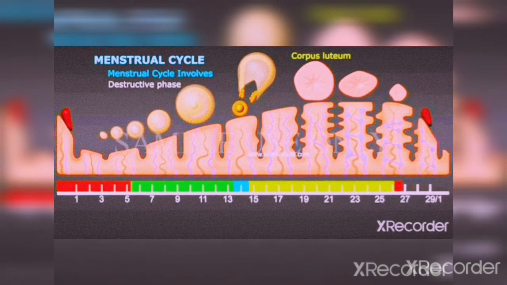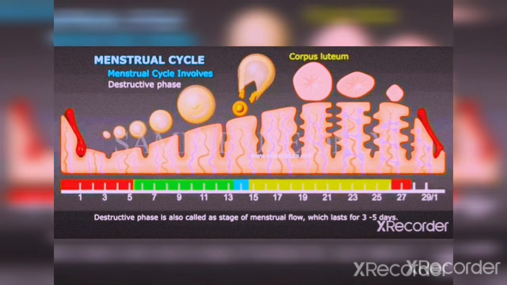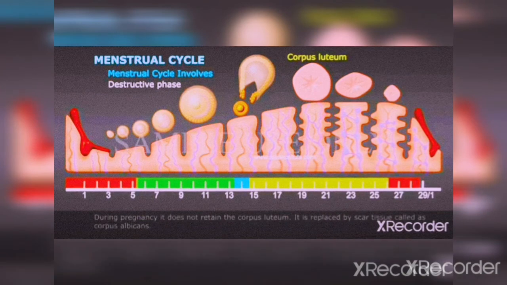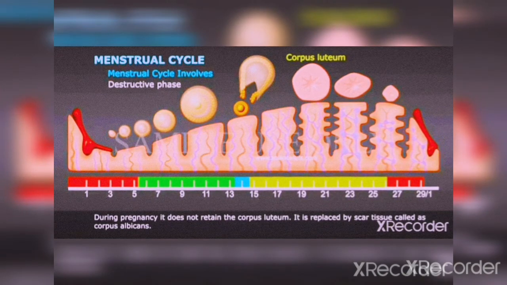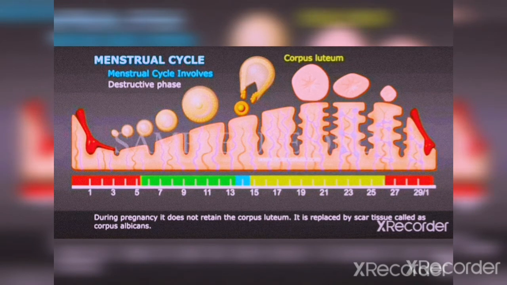Destructive phase. The destructive phase is also called the stage of menstrual flow, which lasts for 3 to 5 days. During pregnancy, it does not retain the corpus luteum. It is replaced by scar tissue called corpus albicans.